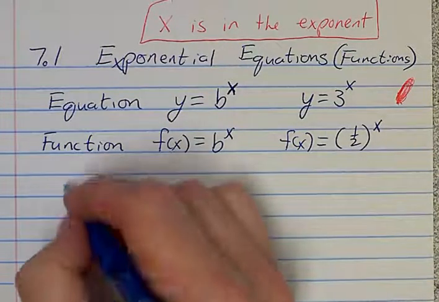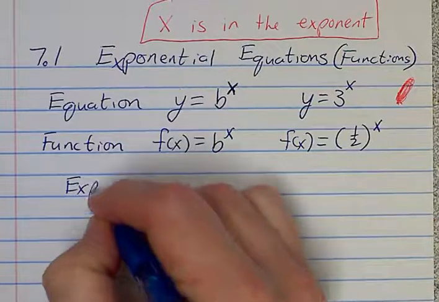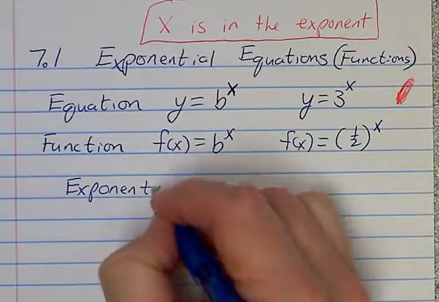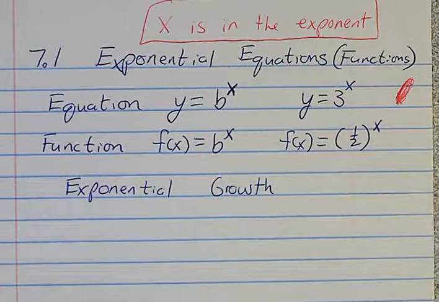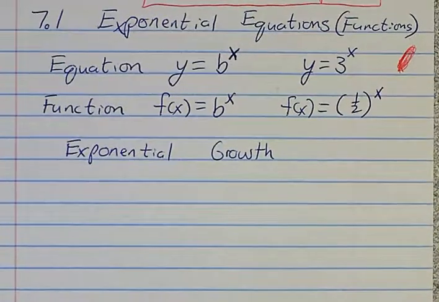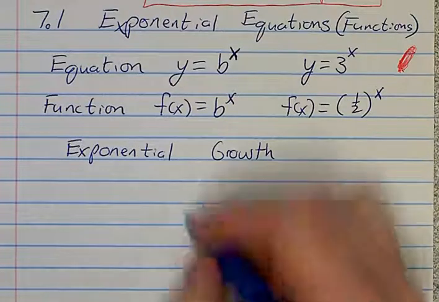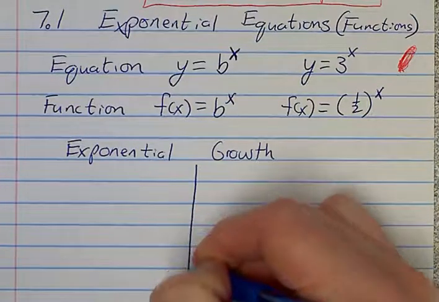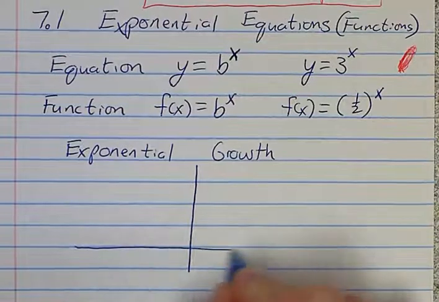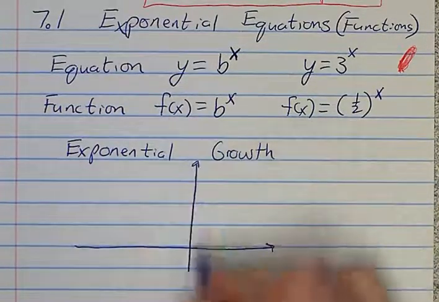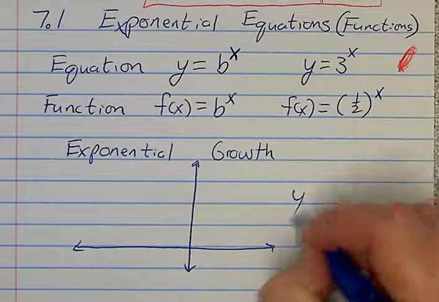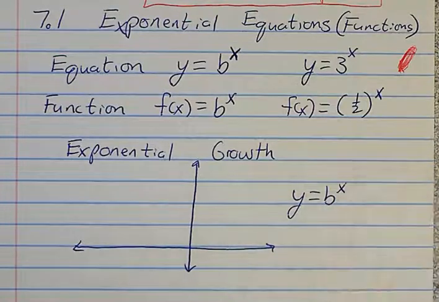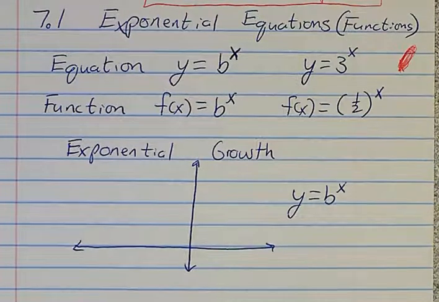All right, so two big things. If you have exponential growth, the basic shape, the basic idea that you want to think about as far as the function goes is something like this. Again, for this part, we're thinking about y equals b to the x, so we're thinking about just an equation for this part.